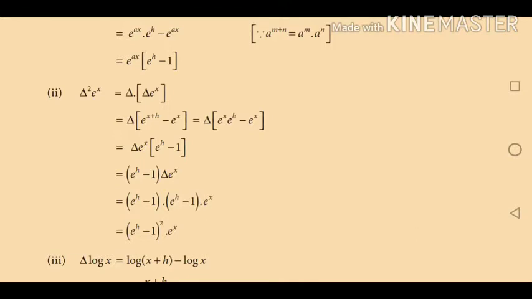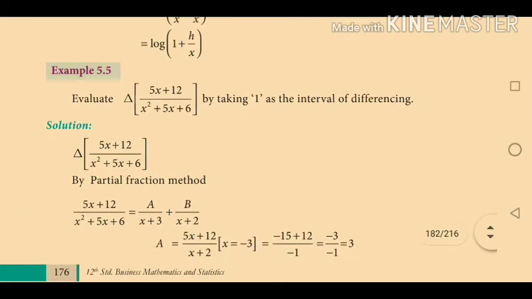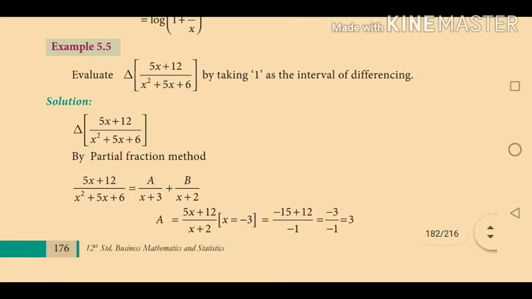The value of e power x, already we wrote it as e power h minus 1. Delta e power x equals e power h minus 1 into e power x. We are getting the answer (e power h minus 1) whole squared, into e power x. Next, in the same model, we are going to see problem 5.5.